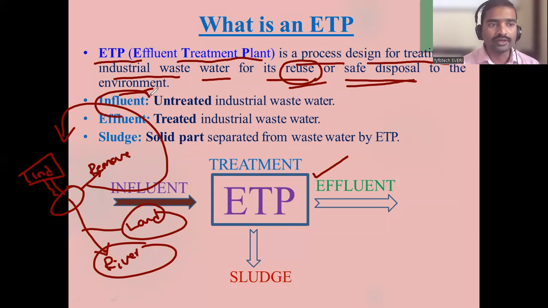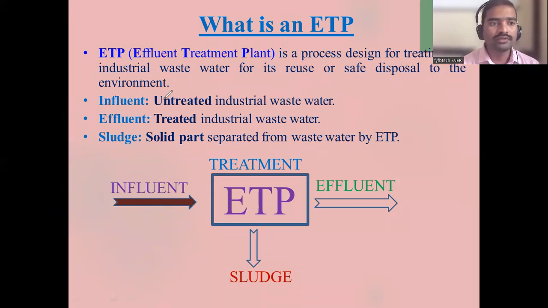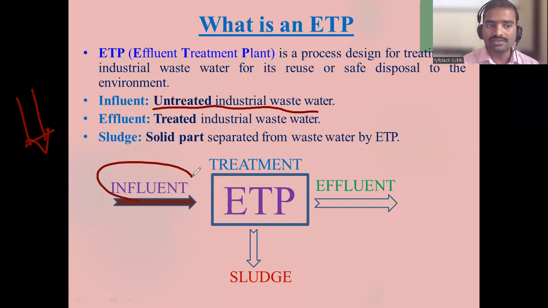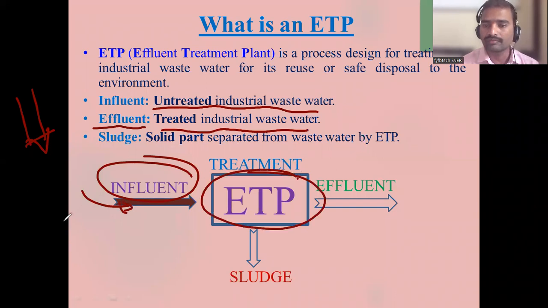So what is influent? Influent means untreated industrial wastewater. Whatever waste is generated from the industry is called influent. Then what is effluent? Treated industrial waste. After coming from the industry, that waste is treated in the ETP, and after treatment, the water is called effluent water. Is it clear, everyone? Yes, sir.